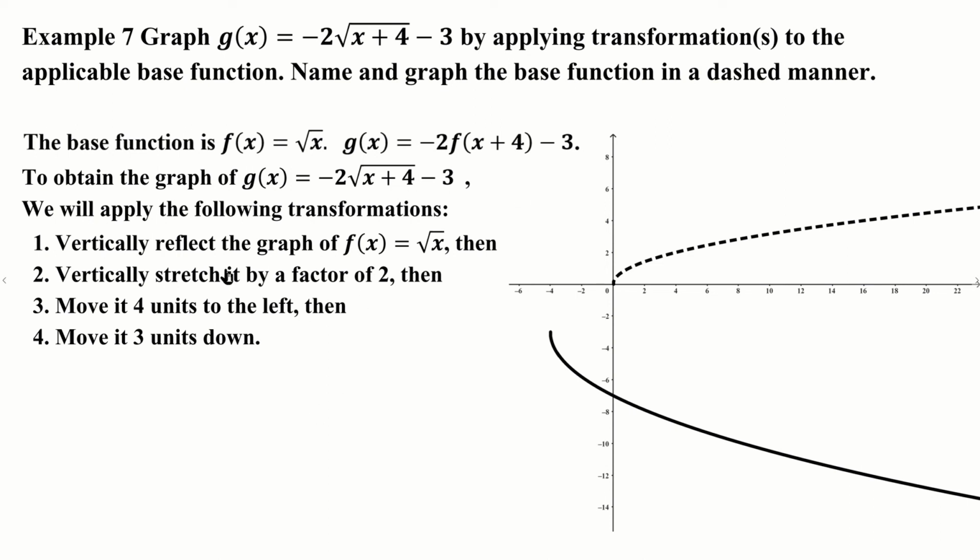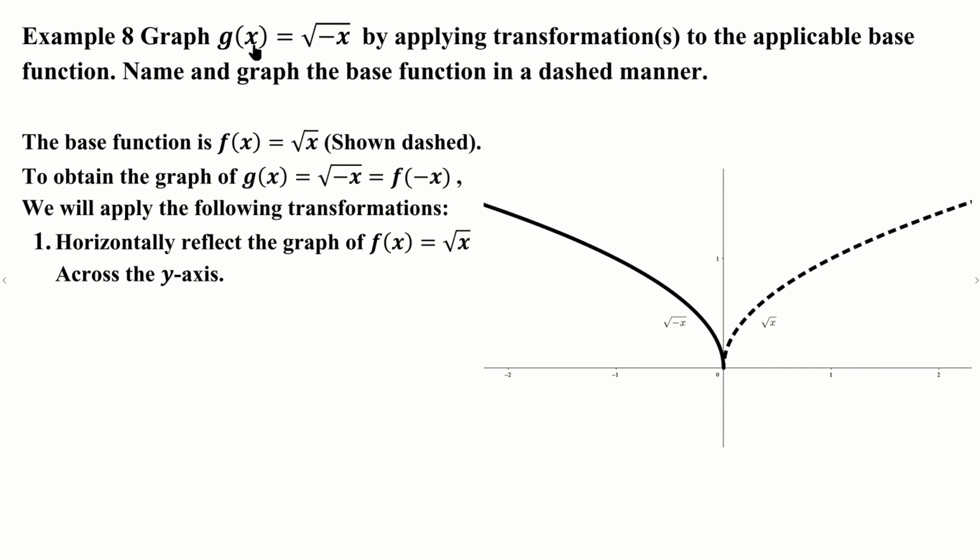Now, I told you a different order than you see here when I was just looking at it, but this will also work. So we vertically reflect the graph of f of x equals square root of x, then vertically stretch it by a factor of 2, then move it 4 units to the left, and 3 units down. Okay, so several things going on here, but once you get a hang of this, it becomes really easy for you. So just don't give up and hang in there.